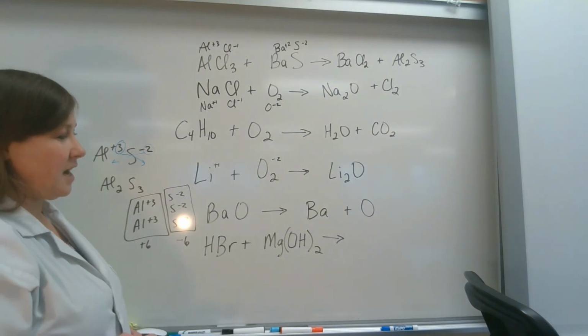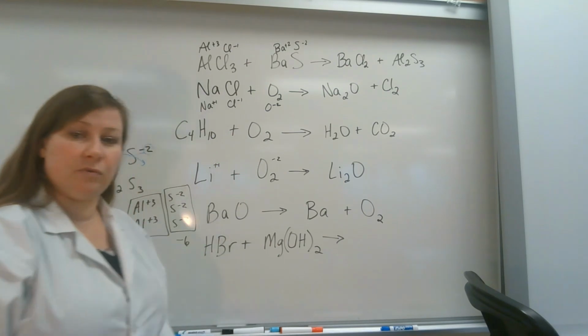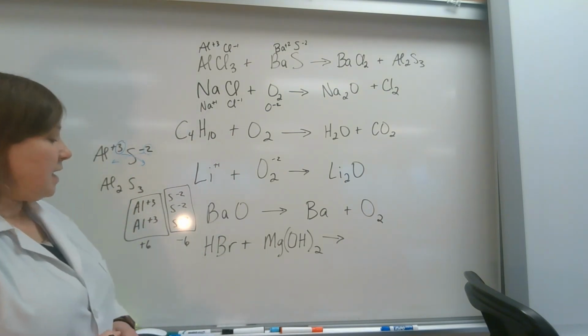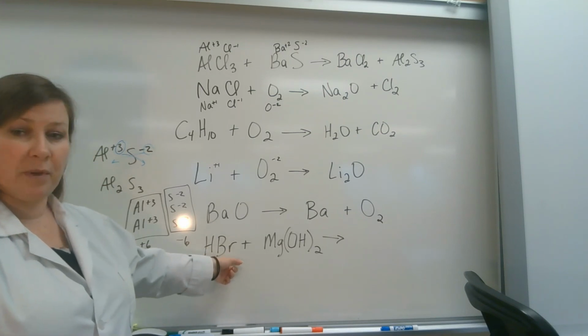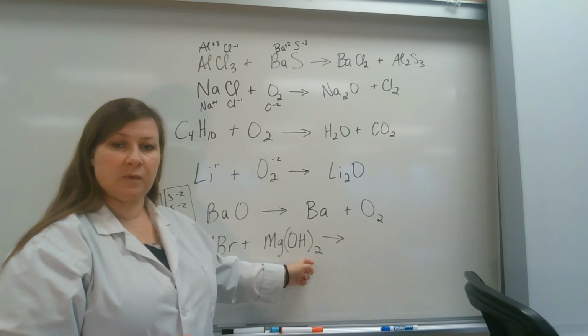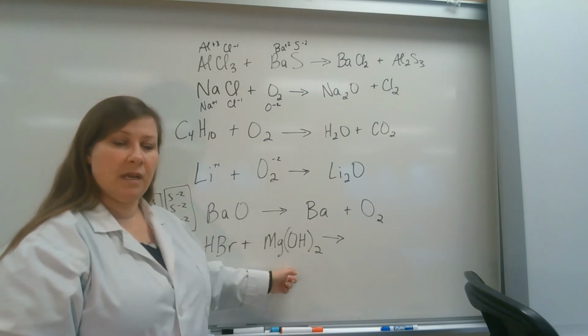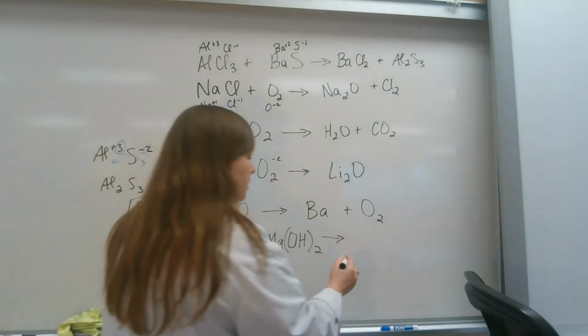And last but not least, we have HBr. This is hydrobromic acid and magnesium hydroxide. So that's an acid and a base. And they are going to react to form an ionic compound and water. So I can go ahead and write the water down if I want. And it's really, like we said, it's a type of double replacement reaction.